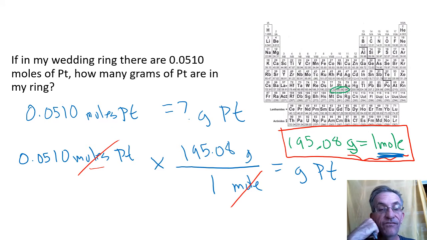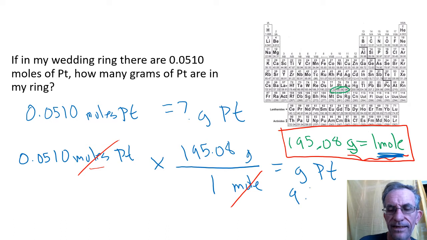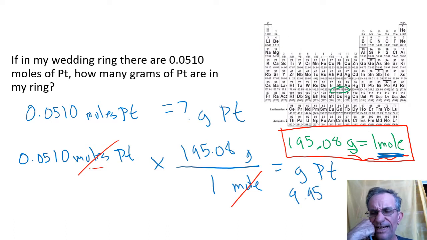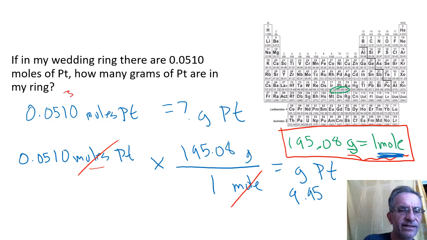All right. So if you work it out, you basically got to multiply this time. 0.0510 times 195.08. We're multiplying. And if you work it out, you can try it on your calculator. When I did it, I got about 9.95 would be the number of grams, 9.95. I think I rounded right? Because this number had 3 sig figs. And then I think when I wrote the 9.95, yeah, that has 3 as well.